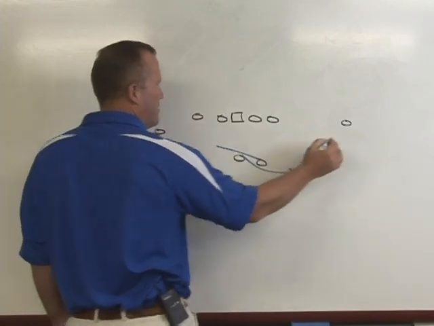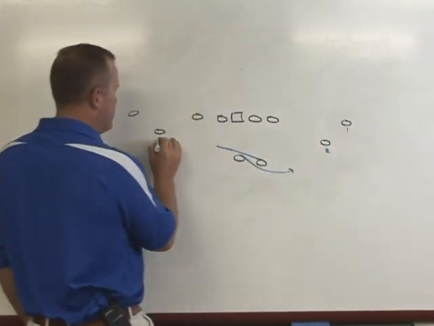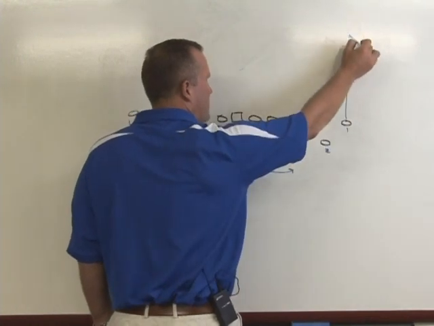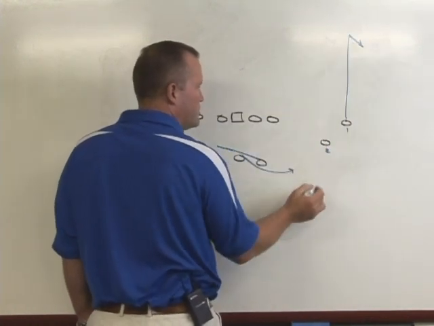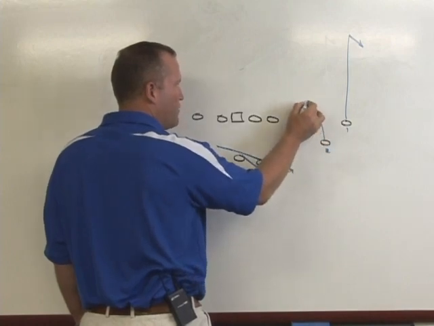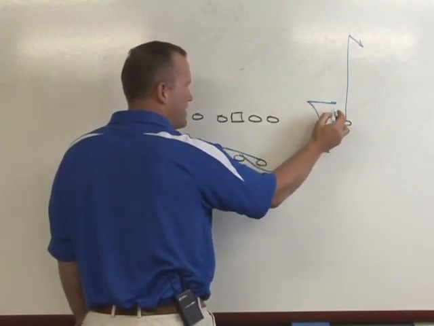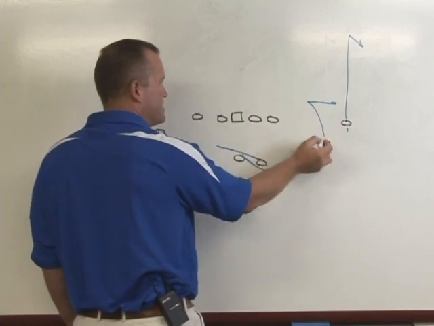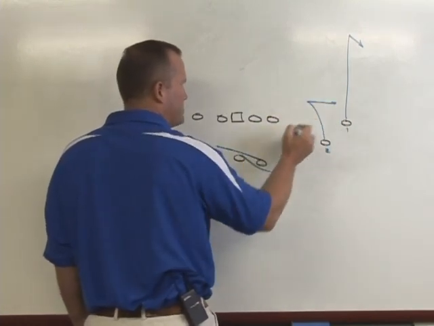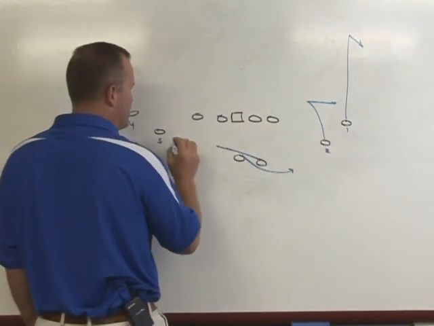We start our count: 1, 2, 3, 4. Number 1 has got the comeback route, okay? Number 2 is going to be in the flat. So how is he going to get in the flat? He's going to work himself inside and run a little snag route. Again, about 5 yards depth, but he wants to sell it like he's running to get a backside cutoff block, and he works himself out into the flat. So number 2 is in the flat.